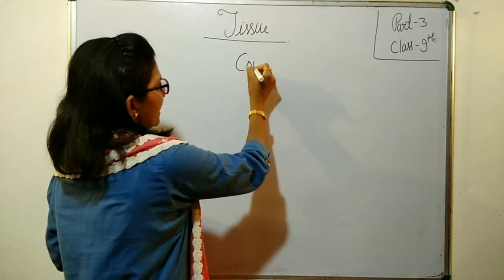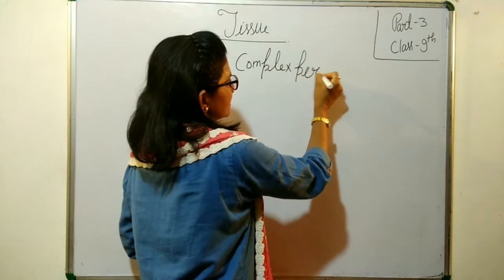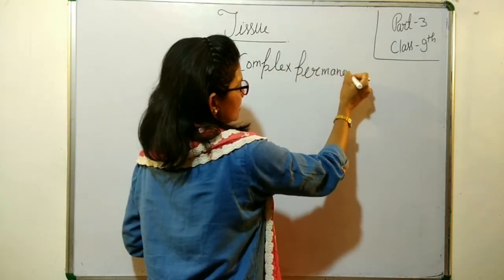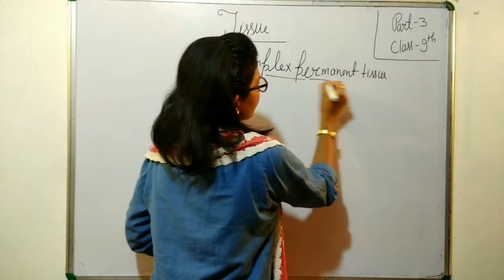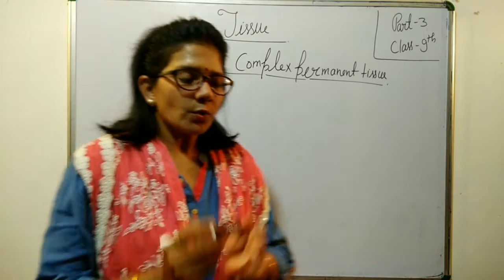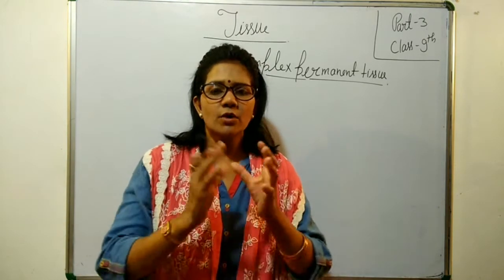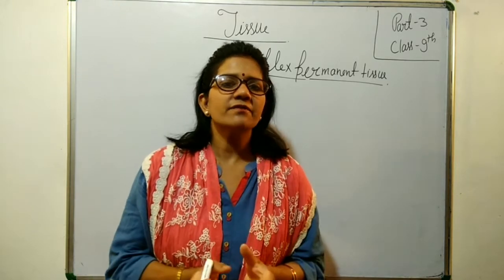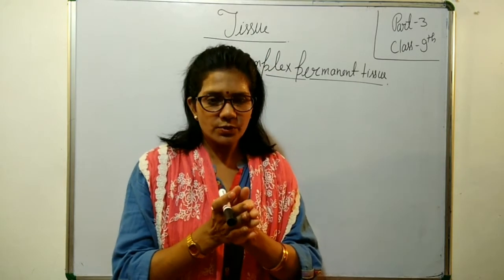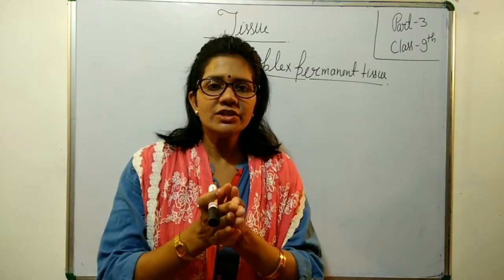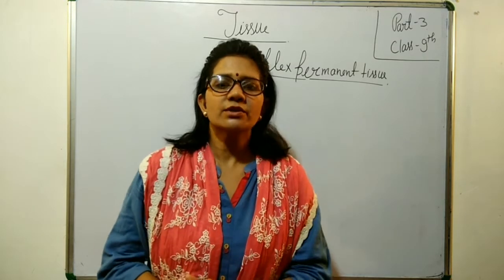So it is the complex permanent tissue. This is the topic today. I will deal with this. So we are calling it complex. Why are we calling it that? Because this whole system of tissue has some different varieties of tissues. They coordinate with each other, they work together and perform a particular function.